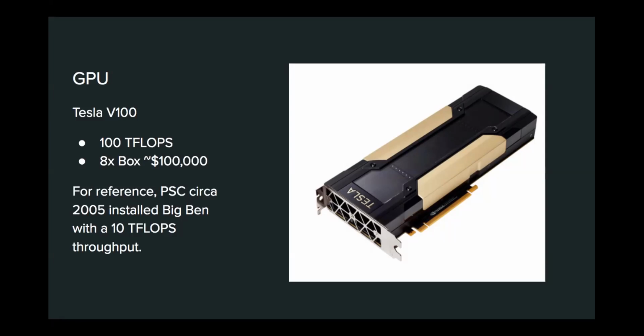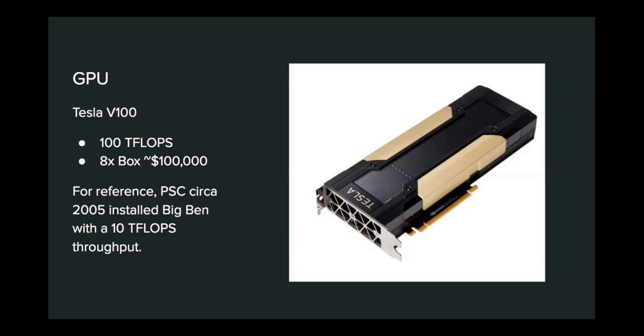So the V100 chip is rated at around 100 teraflops, and 100 teraflops is, when I mentioned I was at Pittsburgh Supercomputing, more than a decade ago, around the mid 2000s, the Pittsburgh supercomputer did not have 100 teraflops, and it was composed of, I think, roughly 1,000 CPUs.